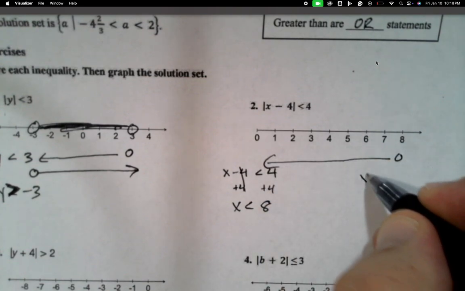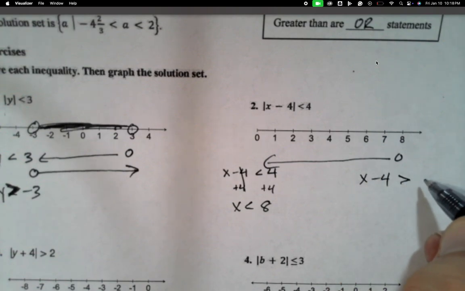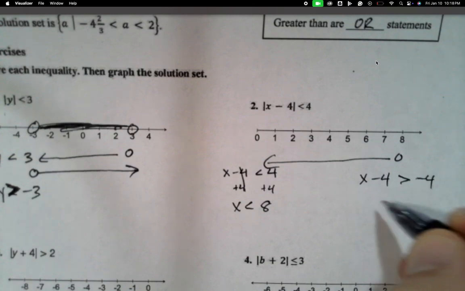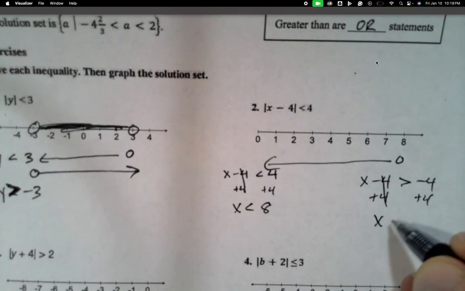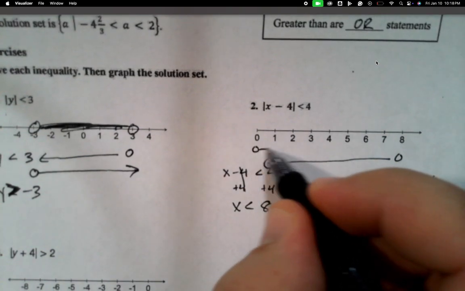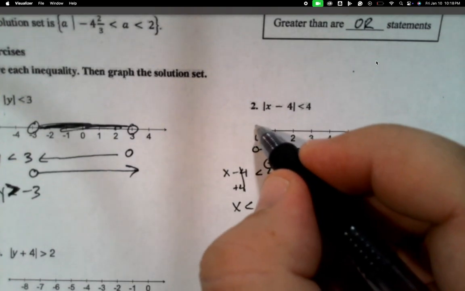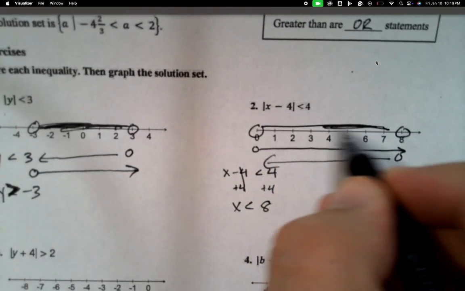Then we write it, but we flip it to a greater than sign and make it a -4. We add 4 to both sides. We get x is greater than 0. So that'd be an open circle at 0. We shade it to the right. So this covers the whole line we're given, 0 to 8, and we shade in between.